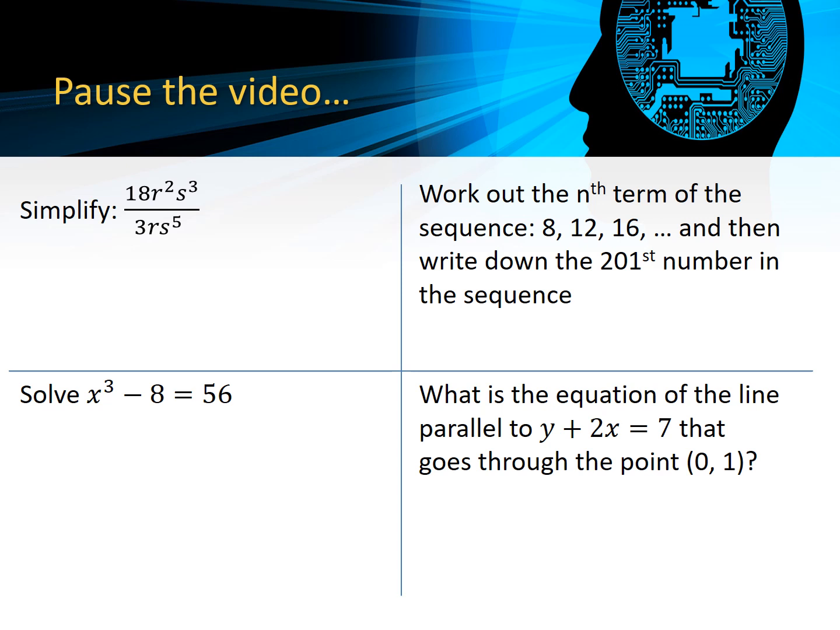Okay, and here are your questions. So the first one is a simplified question, slightly different to ones that we've done before. And the next one, again, another nth term. This will be the last one on this type of nth term. We're going to do quadratic ones next time. Solving an equation and another straight line graph question for you to have a go at. So pause the video, answers will follow.